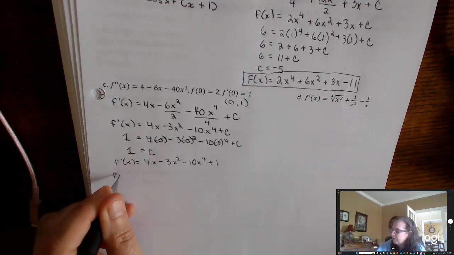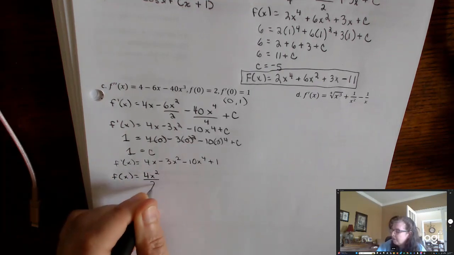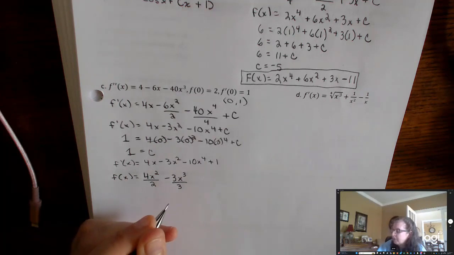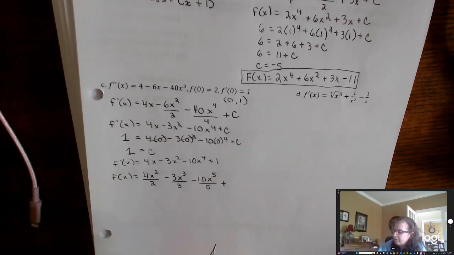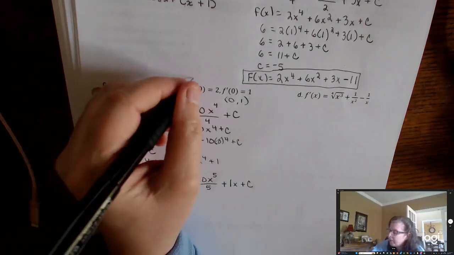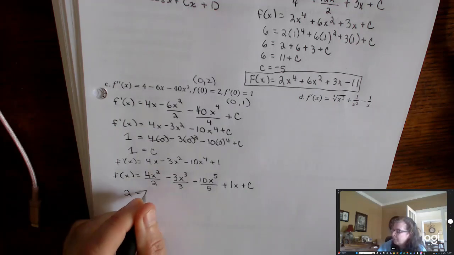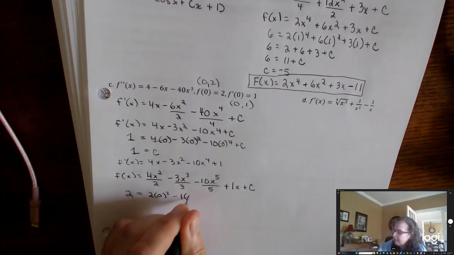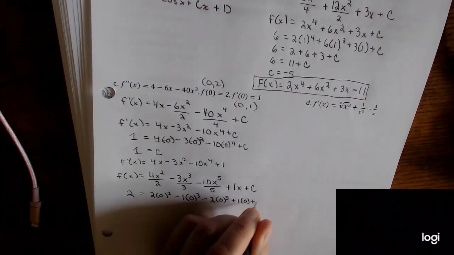And we'll do it again to find the original function. So the antiderivative of 4x: the 4 comes down, x to the add 1, that's 2, divided by 2. Minus 3 comes down, add 1, that's x cubed, divided by 3. Minus 10 comes down, x to the fifth, divided by 5. And the antiderivative of 1 is 1x plus c. But we know that we have a fixed point (0, 2) on f of x, so we'll put 2 in for f of x, and again we'll put 0 everywhere else. So I'm going to simplify that. That's 2 times 0 squared minus 1 times 0 cubed minus 2 times 0 to the fifth plus 1 times 0 plus c.